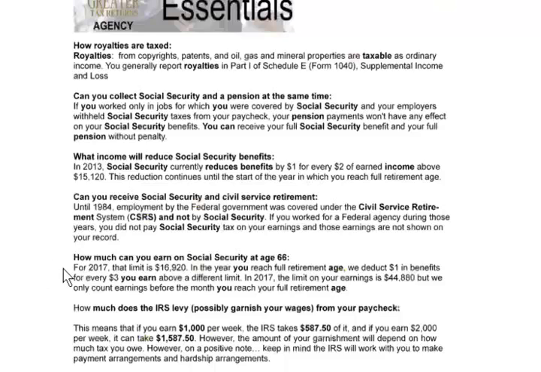Also I want to share with you how much you can earn on Social Security at the age of 66 for 2017. That limit is $16,900. So that's pretty good, if you're able to make that kind of money and still be able to receive your Social Security.